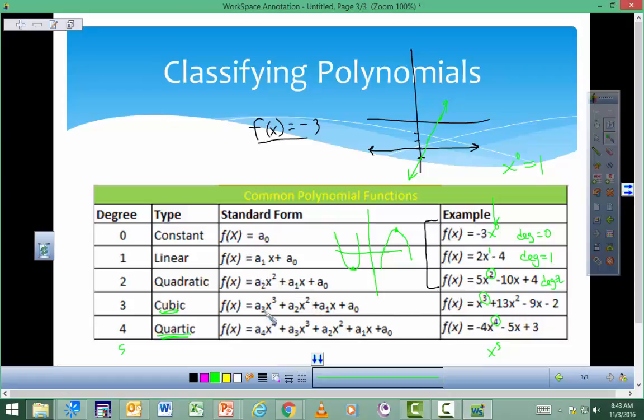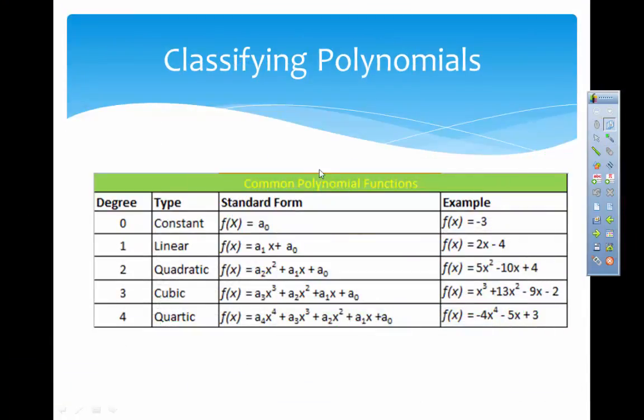Now, by standard form, we always write the highest degree x first, the next highest degree x, and then the next highest, until finally we get to the constant term. So you're going to have a few problems where they just say write the polynomial in standard form. All that means is put them in the correct order. That's it. Any questions? Pretty easy so far, right? Even a first grader can handle this, I think. All right, maybe a smart first grader.